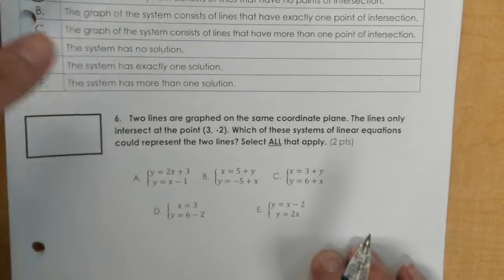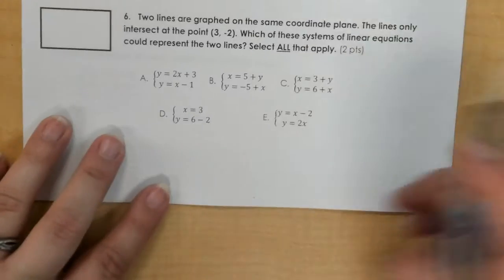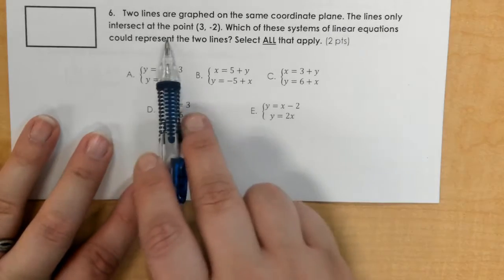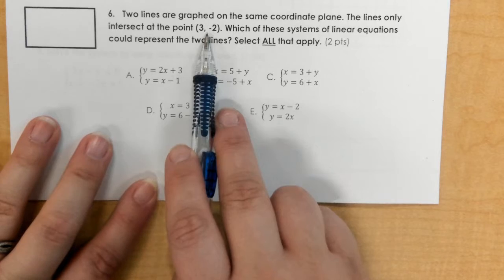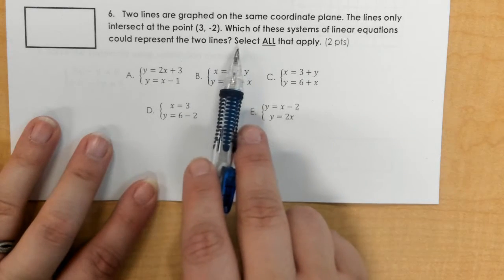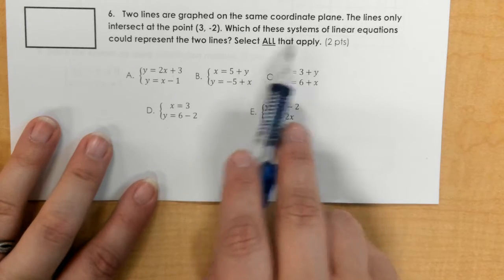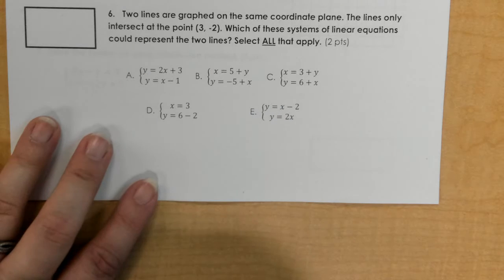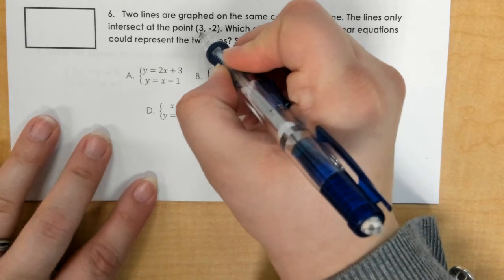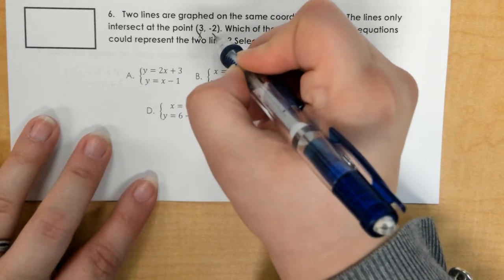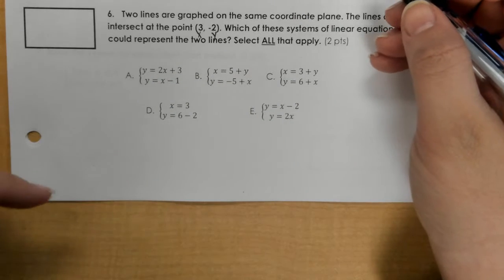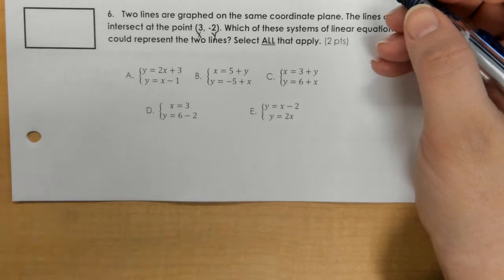In number 6, it says two lines are graphed on the same coordinate plane. The lines only intersect at this point, 3, -2. Which of the system's linear equations could represent the two lines? Select all that apply. So again, there's more than one answer. And we have x is 3, y is -2. And so now we've got to plug it into different systems here to solve.